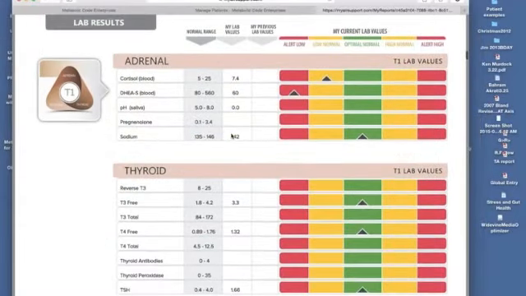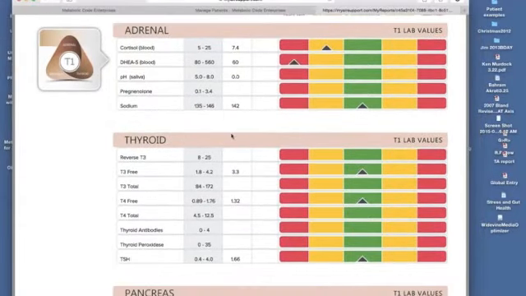Here is where you start to look at the lab values, and I had mentioned there's a little bit of subjectivity to it, but we don't artificially construct the normals. We create optimums based on lab values. So, for example, we know when people are trending low on cortisol.